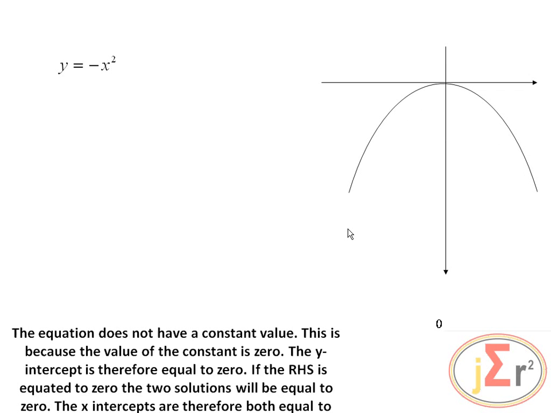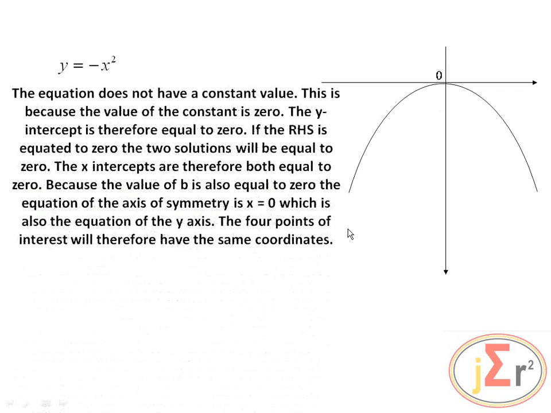Next we have an interesting curve. The equation does not have a constant value. This is because the value of the constant is 0. The y-intercept is therefore equal to 0. If the right hand side is equated to 0, the two solutions will be equal to 0. Therefore, what we have is that the constant value is equal to 0, so the y-intercept is equal to 0.